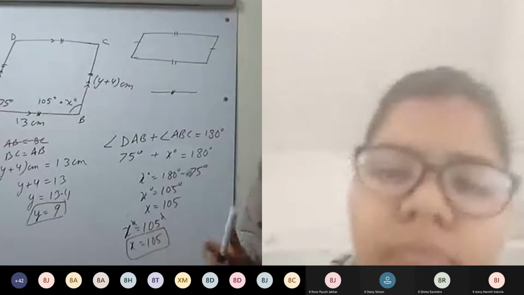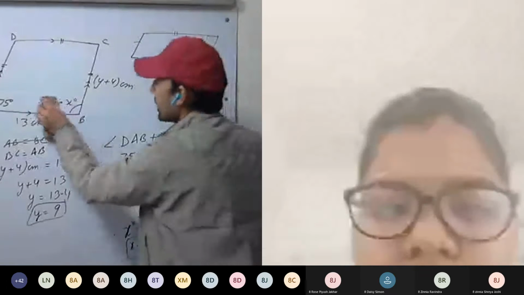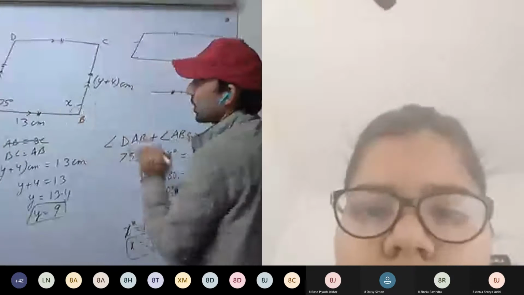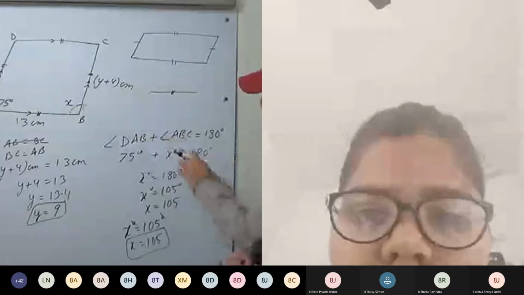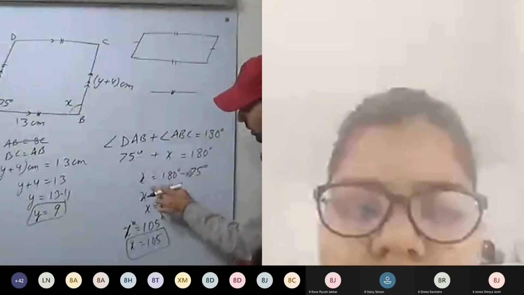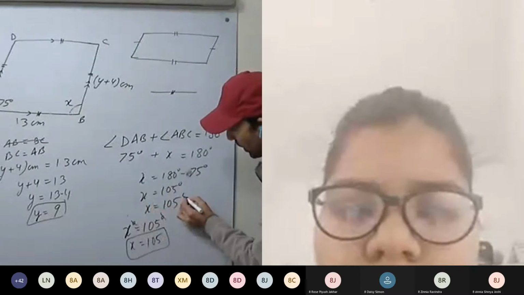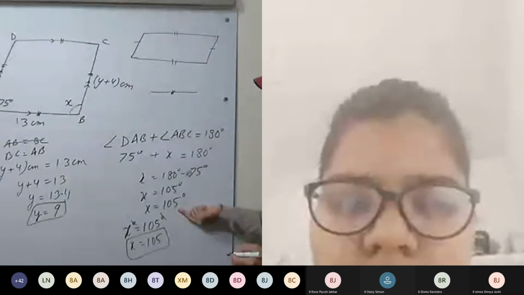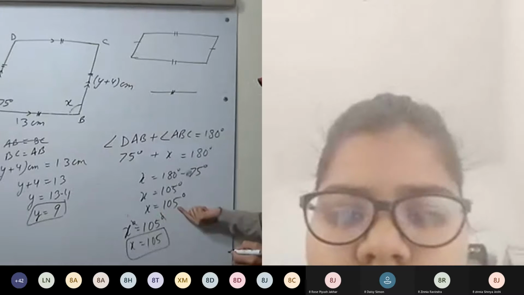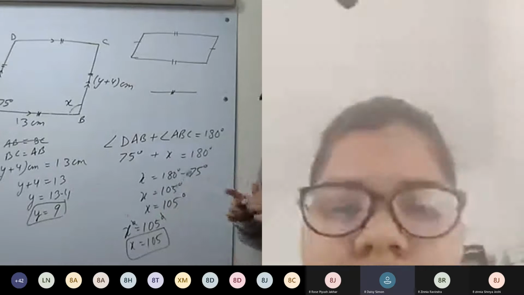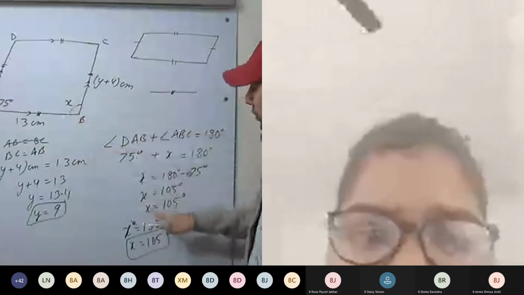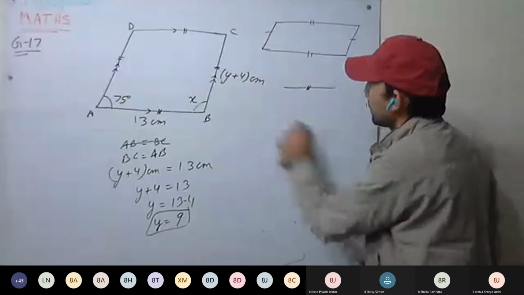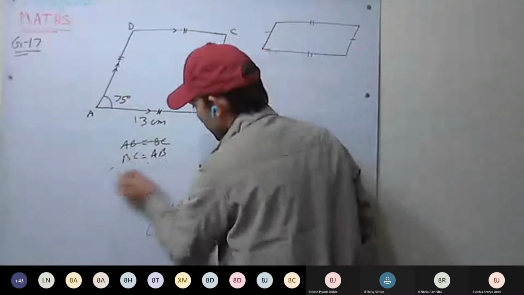Now, if in the question, for example, it is written only x here, so there will be no degree here. So x will be how much? 105 degree. Understood this one? X will be 105. So it depends on the question. Okay, everyone clear? Go for the next one.